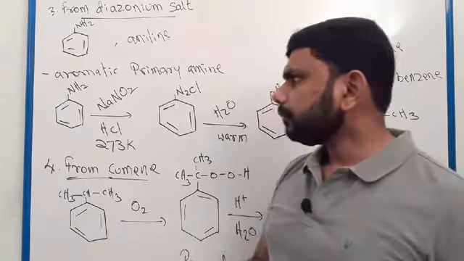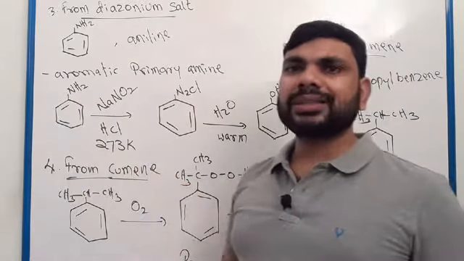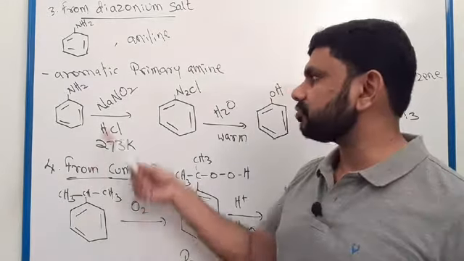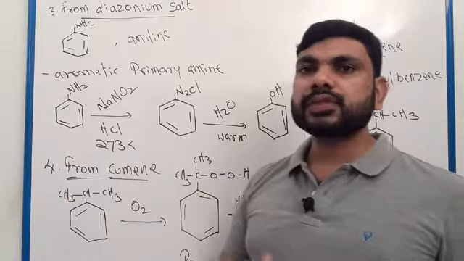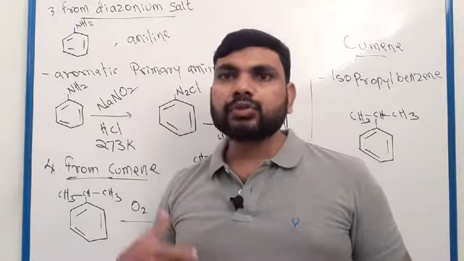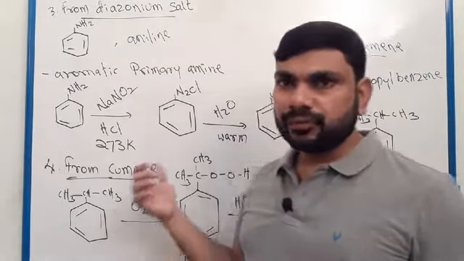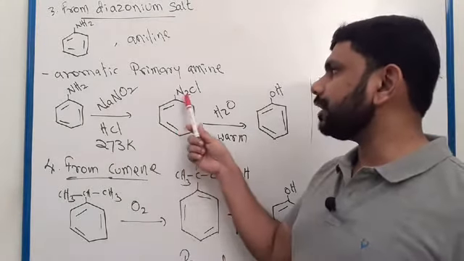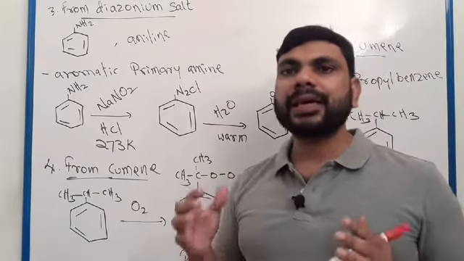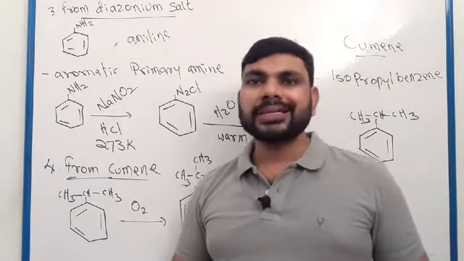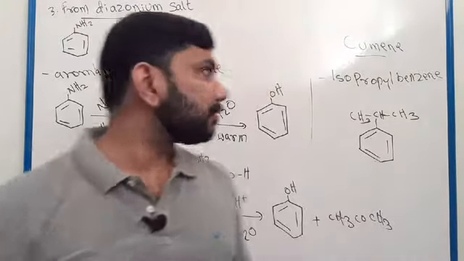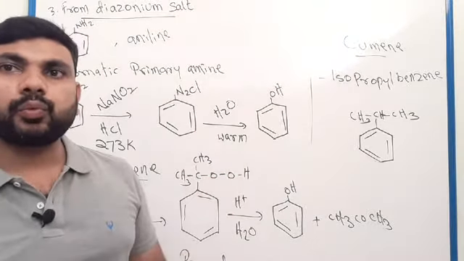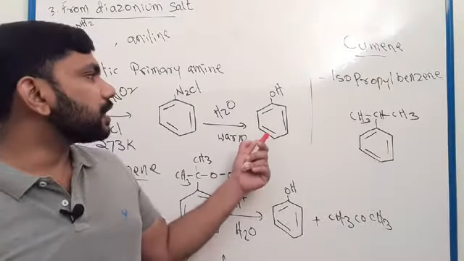This aniline is treated with HCl and NaNO2, sodium nitrite. A mixture of sodium nitrite and HCl treating aniline forms benzene diazonium chloride, a benzene ring with N2Cl on top. This benzene diazonium chloride, after hydrolysis, changes to phenol. Benzene diazonium chloride warmed with water changes to phenol.